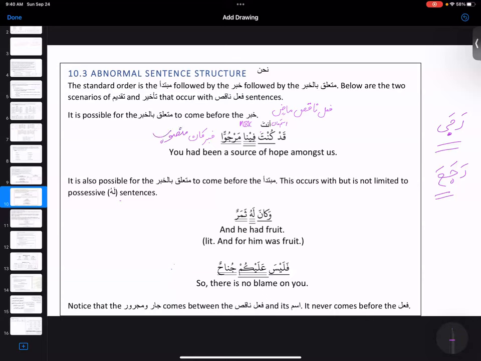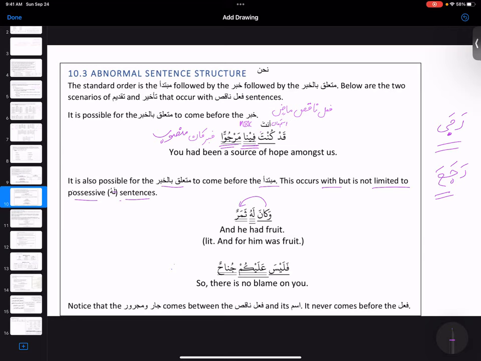Okay. So now, what is muqaddam over here? MBK. MBK is muqaddam here, right? And khabar is delayed. Now in jumla ismiya, we learn that sometimes it's basically normal to be muqaddam and mu'akhar. It is also possible for the mutalliq bil khabar to come before the mubtada, but it's not limited to possessive sentences, like Lahu. Wakana lahu thamarun, right? And so where is the ism of kana?